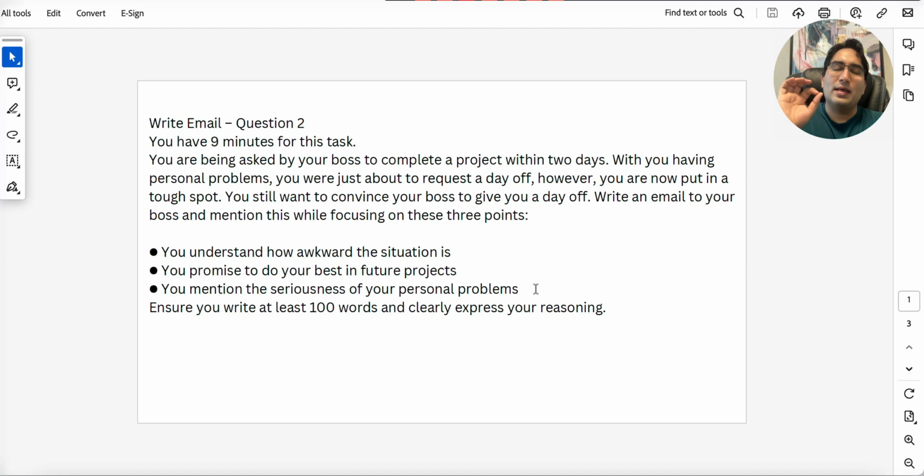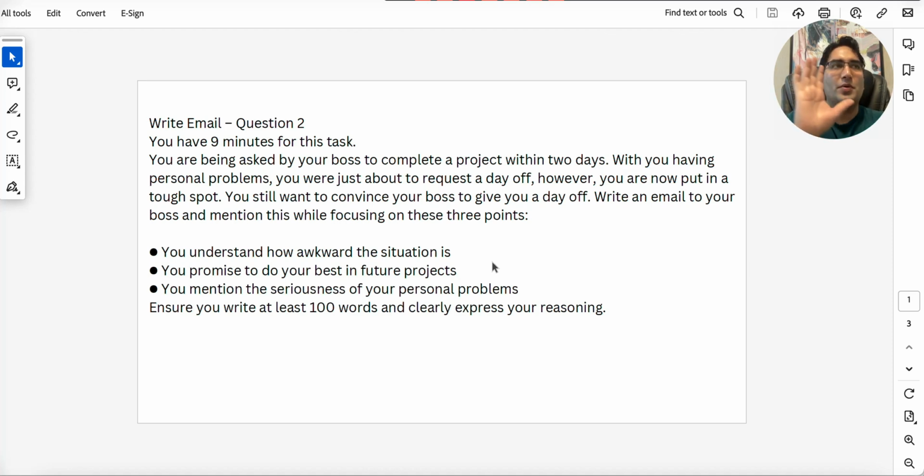This is why the best strategy you can do to save your task response marks is to make an outline at the beginning. That means if you look at this question, you were in a tough situation at work, you need to request some time off. Now you have this question, right? It says you understand how awkward the situation is. So I would write in my outline or in my skeleton just a few words such as: acknowledge how awkward, full stop, and apologize.